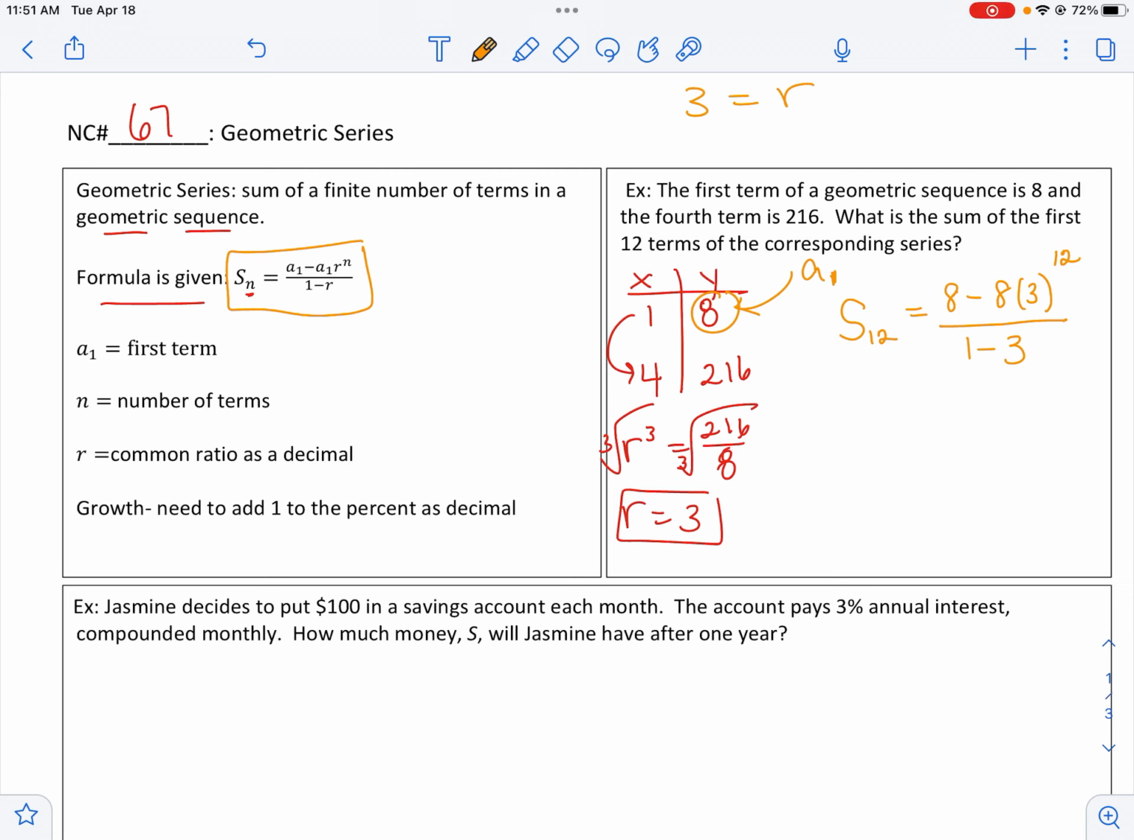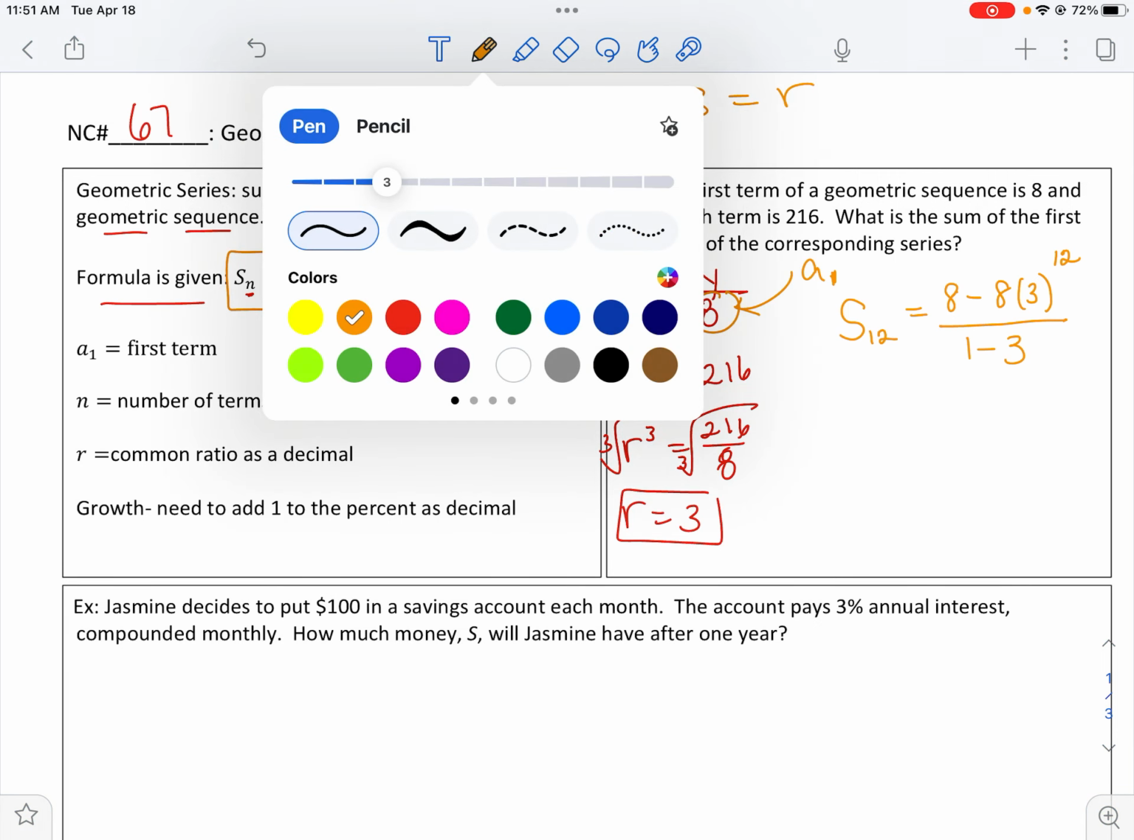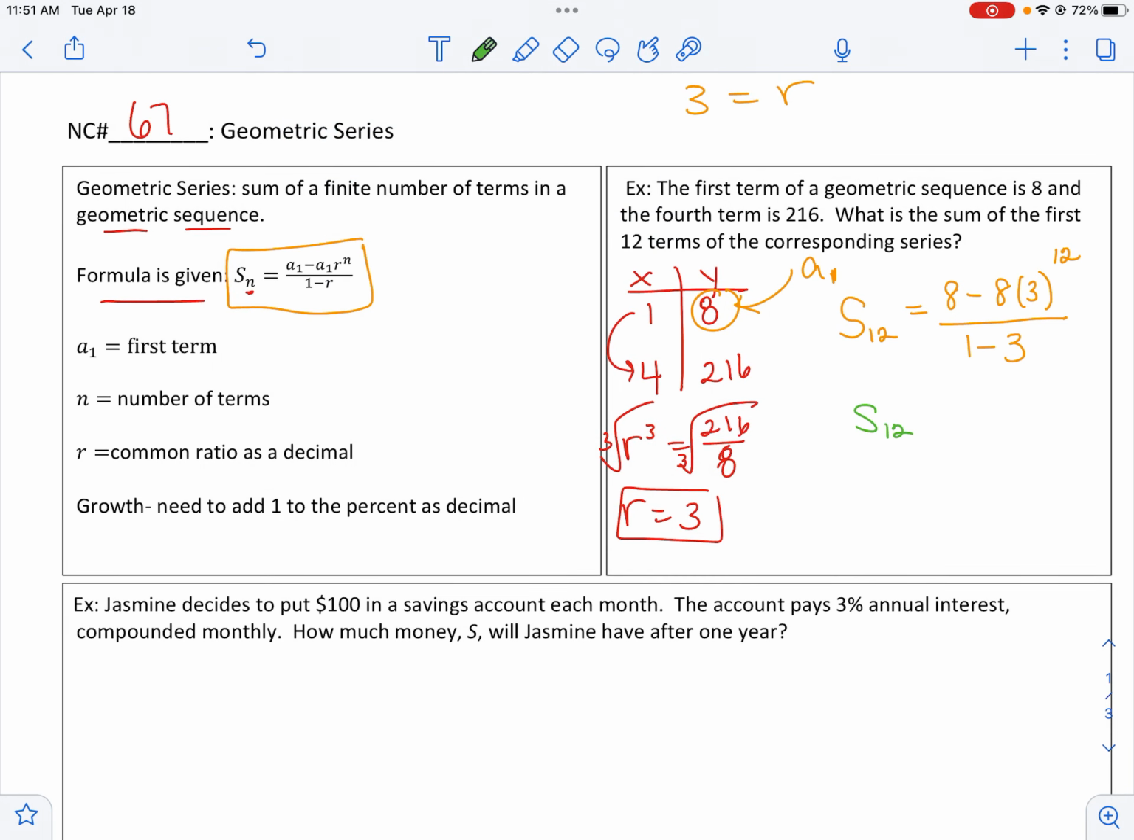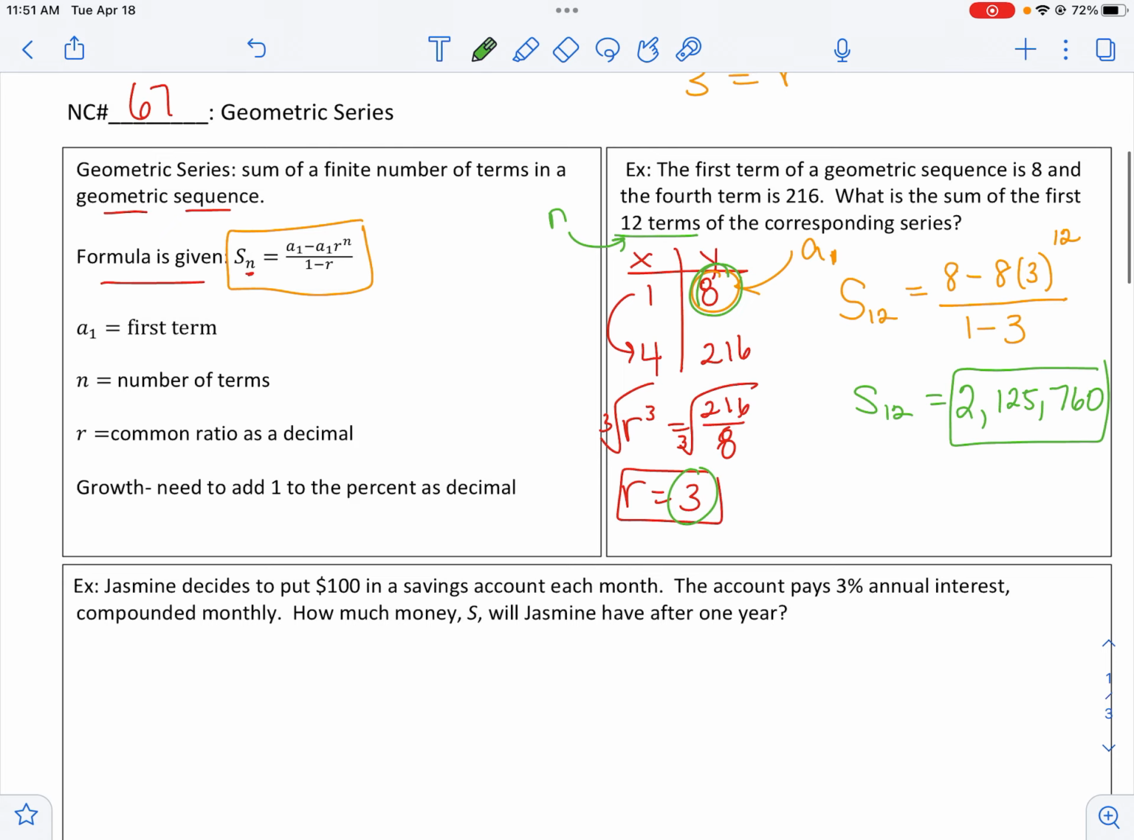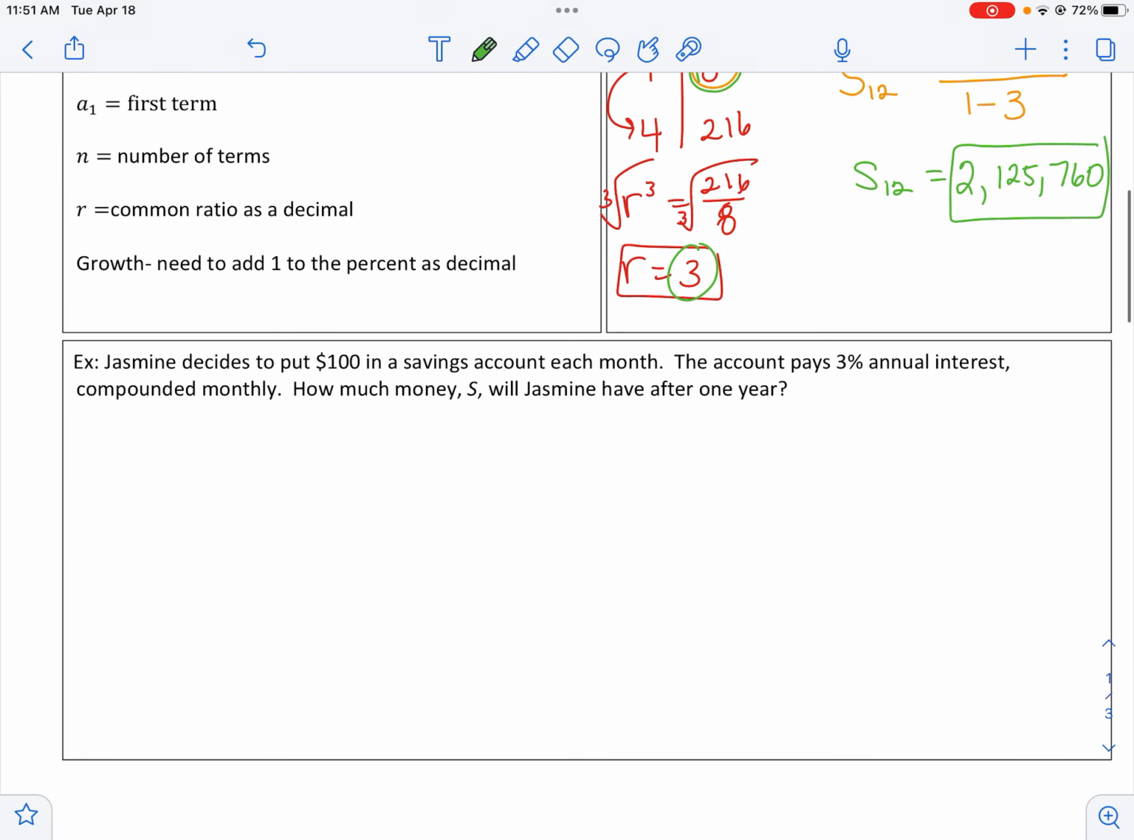Ask me why this formula works. I won't be able to explain it right now, but the good news is the formula is always given to you. And if you just remember how to get the a sub 1 and the common ratio and the number of terms, you could plug into this formula, you could enter this into the calculator, and it'll give you 2,125,760. So make sure when you put that in the calculator, you get that number. Okay, so I was just using the a sub 1, the r, and the 12 terms was the n.